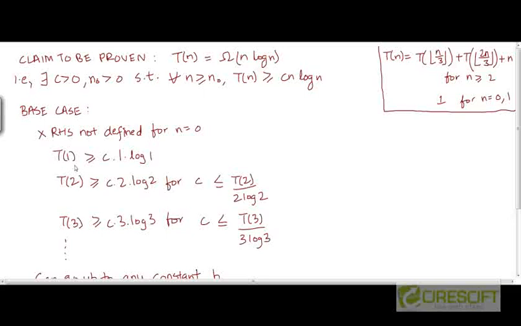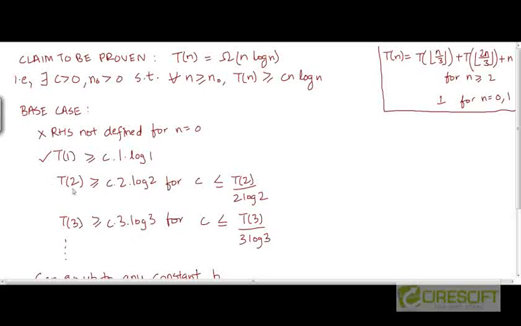So let's try n equal to 1. Is t of 1 greater than or equal to c times 1 times log of 1? Well, t of 1 is equal to 1, and c times 1 times log of 1 is 0, because log of 1 is 0. So the left hand side is 1, the right hand side is 0, and so this inequality does hold at n equal to 1. So this is a valid base case. We have proven that at n equal to 1 the claim is valid.